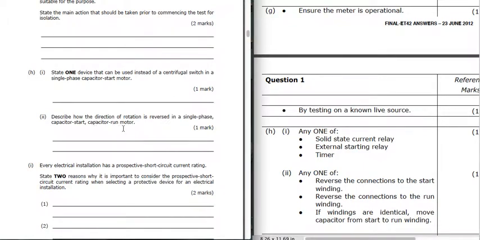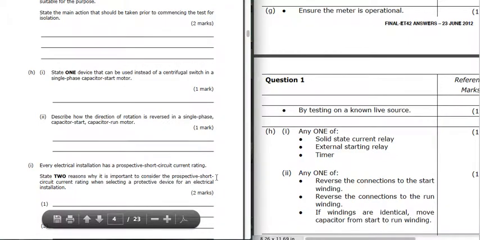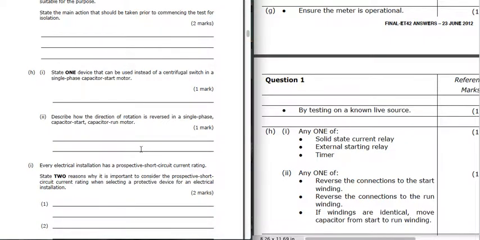Describe how the direction of rotation is reversed in a single phase capacitor start. So we're going to reverse the connections either to the start winding or to the run winding, but not both. Or if they're identical, we're going to move the capacitor from the start to the run winding, and the motor will reverse. Generally though, I would be looking at either one of these, reversing the connections to one of the windings.